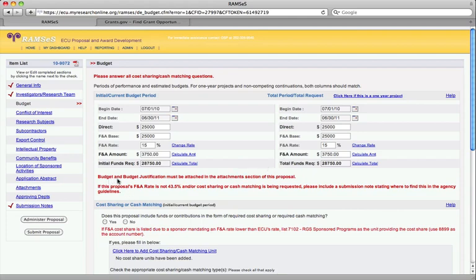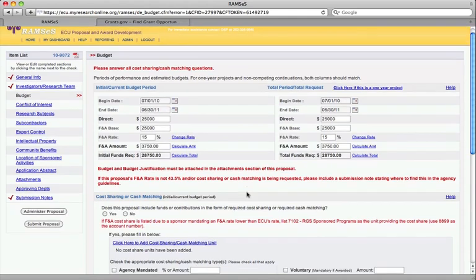Notice that it's going to instruct you to attach a budget and budget justification. This will be attached later in the attachment screen. And that if the proposal's F&A rate is not 43.5%, then please include a submission note, which would be here, stating where to find the agency's policy in their guidelines. If you can download it, you can also attach that policy to the attachments.